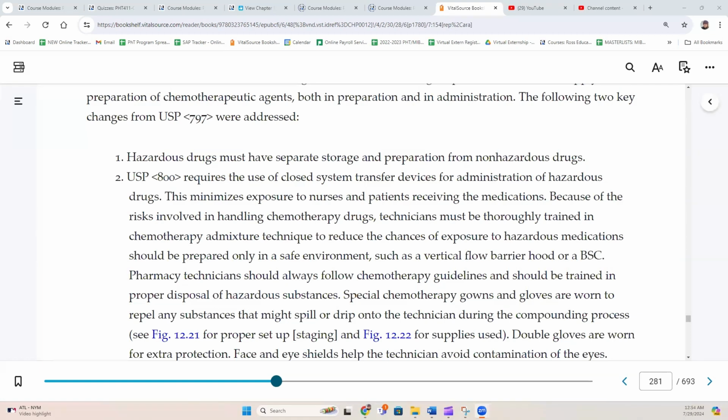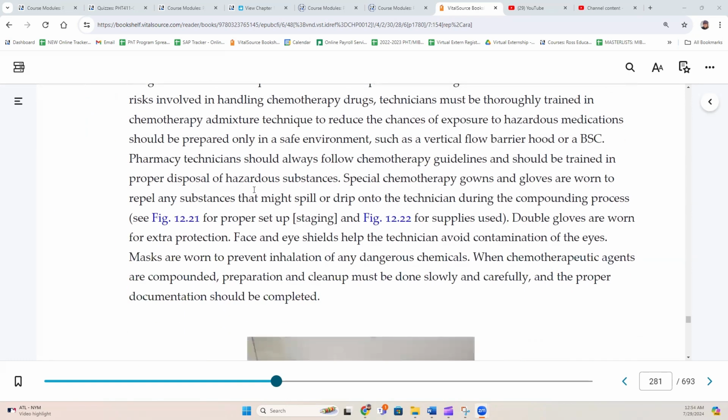Because of the risks involved in handling chemotherapy drugs, technicians must be thoroughly trained in chemotherapy and mixture technique to reduce the chances of exposure to hazardous medications, but should be prepared only in a safe environment such as a vertical flow barrier hood or a BSC. Pharmacy technicians should always follow chemotherapy guidelines and should be trained in proper disposal of hazardous substances.